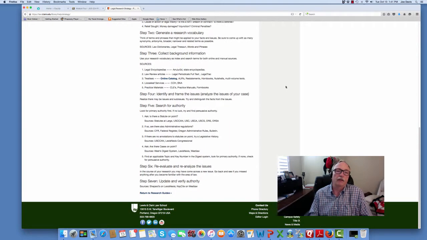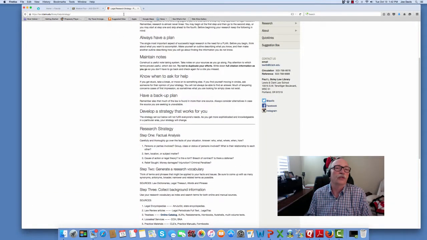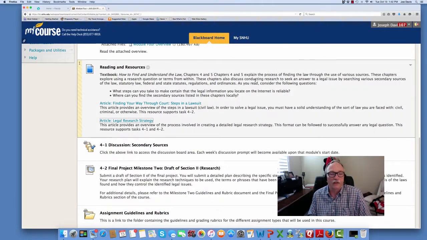Then you collect your background information. Same things are listed there. Then you identify and frame your issues. That's the analysis of your case. If you look at the critical elements, you'll see that those are very, very similar. Then you search the authorities, reevaluate, reanalyze, and update and verify. So I think you should get the idea of how that goes for you, and then write your project.